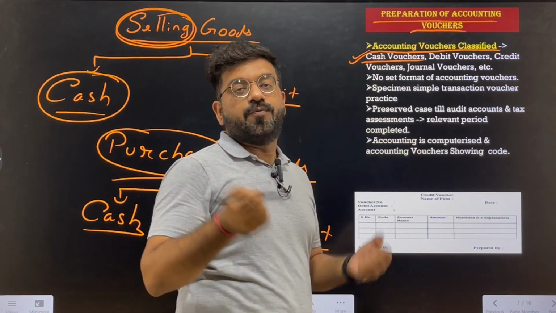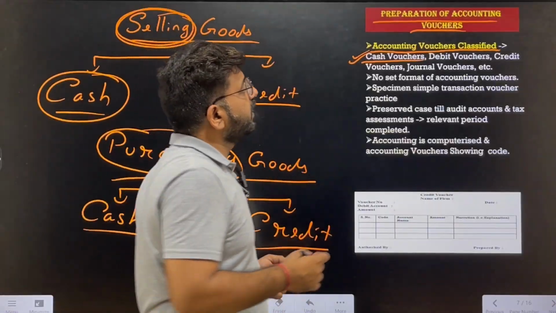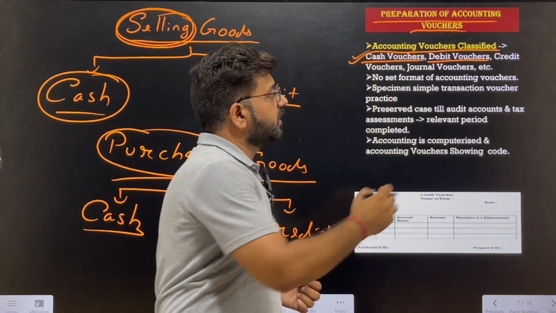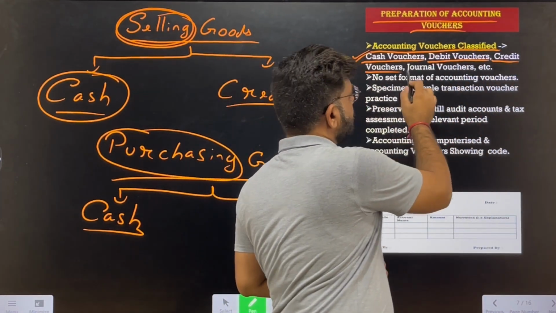So if the amount is paid or received immediately, cash vouchers are prepared, wherein we write down the actual amount of cash which we have received, or the actual amount of cash which we have paid on purchasing or selling of the goods. So this was the meaning of cash vouchers. Next is the debit voucher and credit voucher. These are basically for when goods are sold and when goods are purchased, when the amount is not paid.